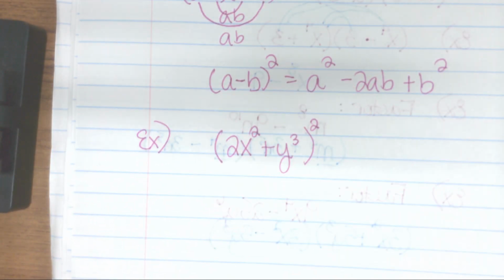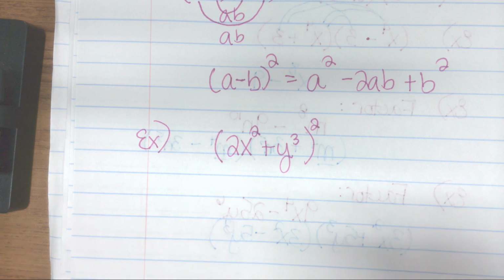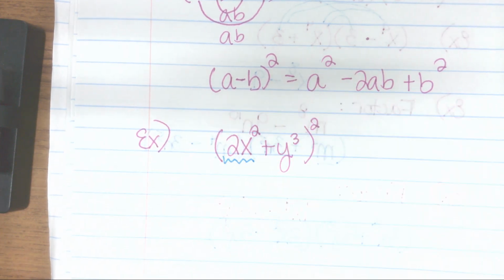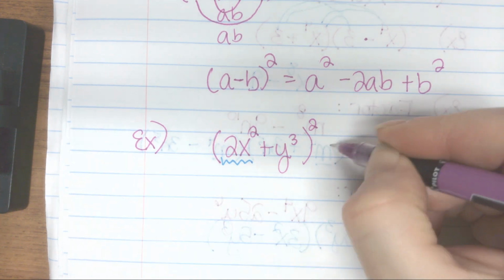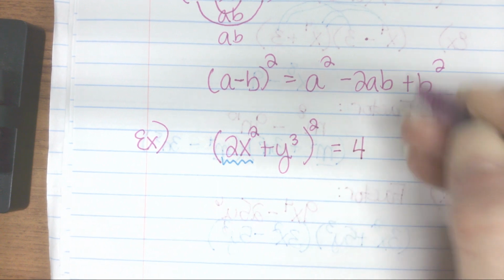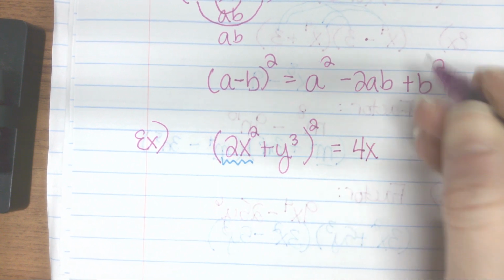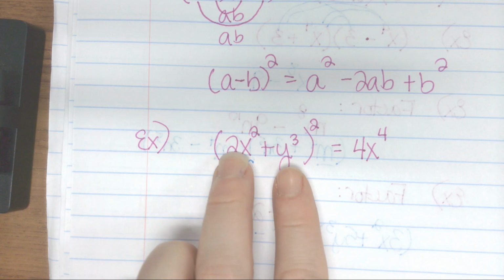The result, anyways. Okay, so the first term is going to be this term squared. What does it mean to square? Multiply it by itself. What's 2x squared squared? Or 2x squared times 2x squared? What would that give you? 4x to the fourth.